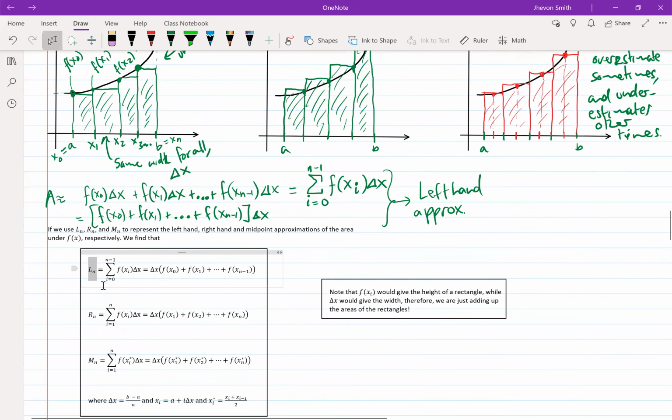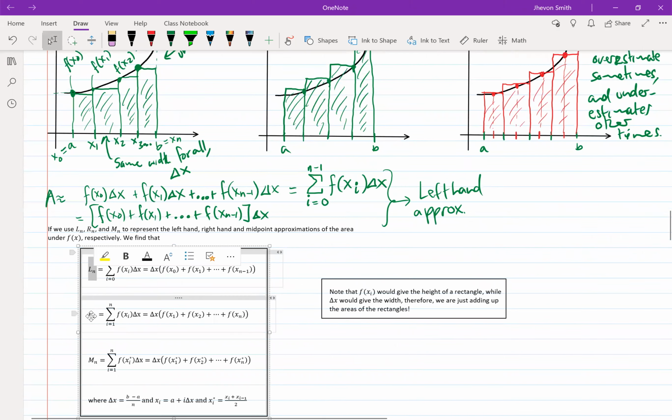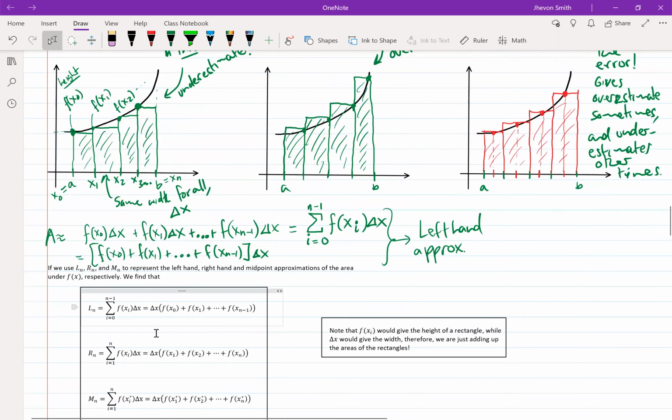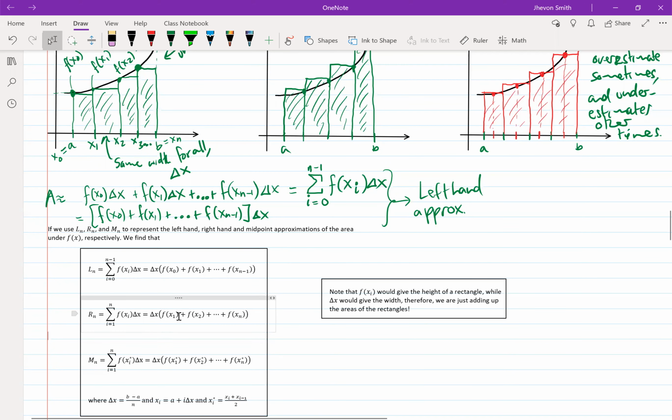So L sub n here represents the left-hand approximation with n rectangles. Here, R sub n is the right-hand approximation, M sub n is the midpoint. Now, these are the formulas that we get from using these different variations. So the left one starts with x0 and then ends with x n minus 1, the one just before the last one. Whereas the right hand starts at x1 and goes all the way up to the last one, x n. And you're multiplying all of these by delta x, that will give you the rectangles.